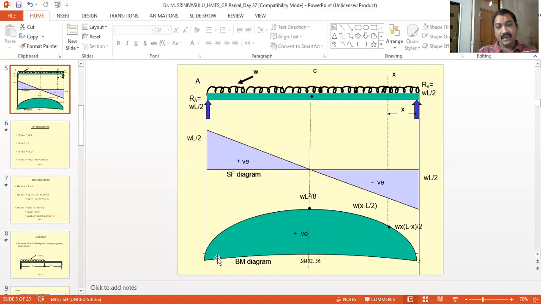acting on the beam. And when you see here, the shear force is 0 or changes sign at point C, and there the bending moment will be maximum, and a maximum bending moment of WL square by 8 is acting, and the maximum shear force of WL by 2 is acting at the supports. So this is about the shear force and bending moment diagram of a simply supported beam with UDL. Now after this, we'll go for solving a problem.